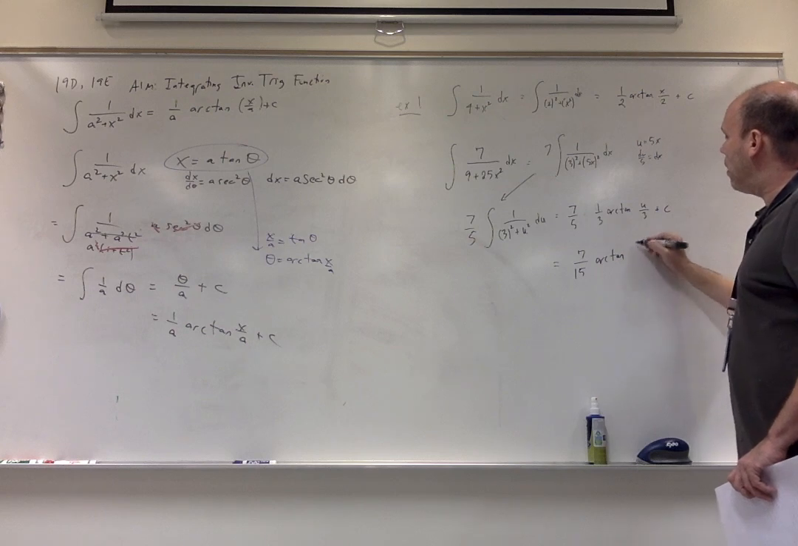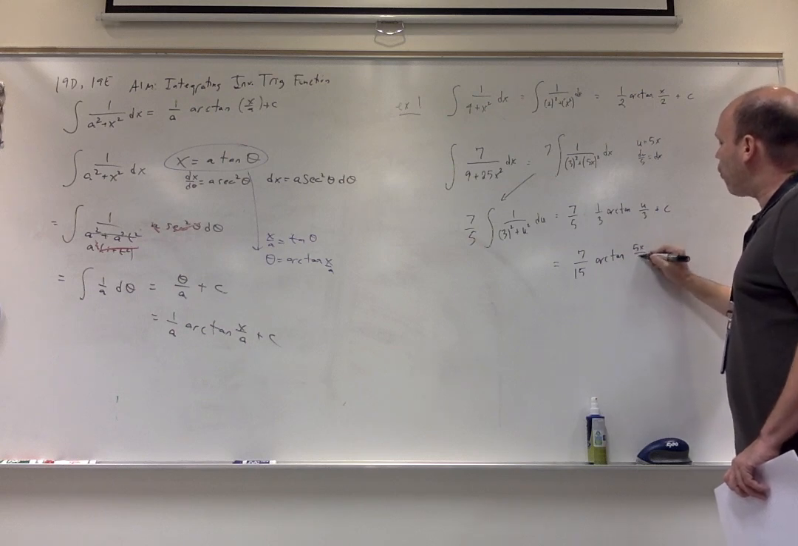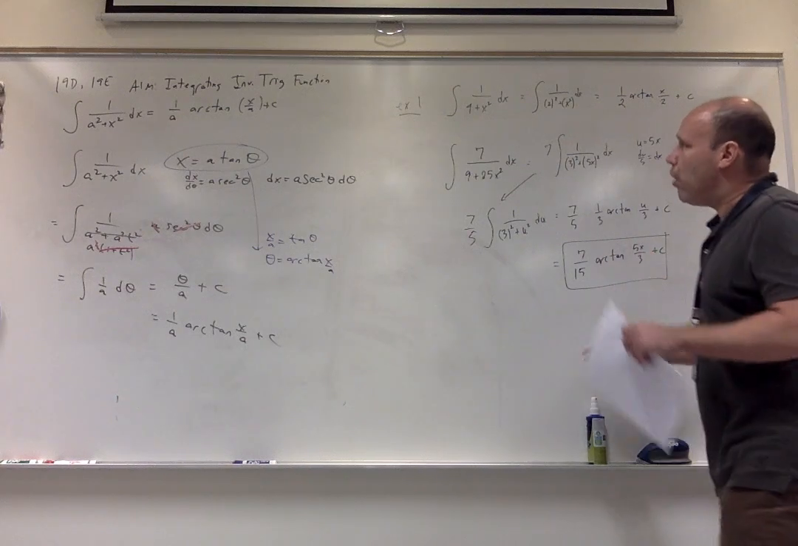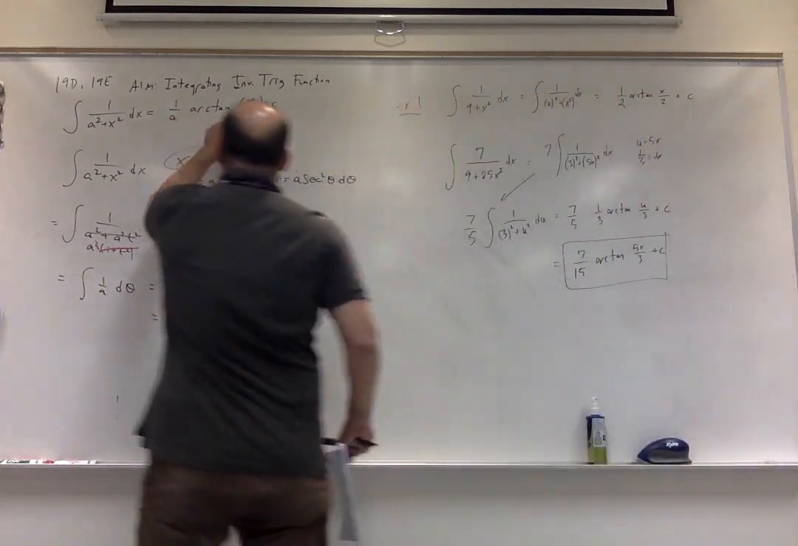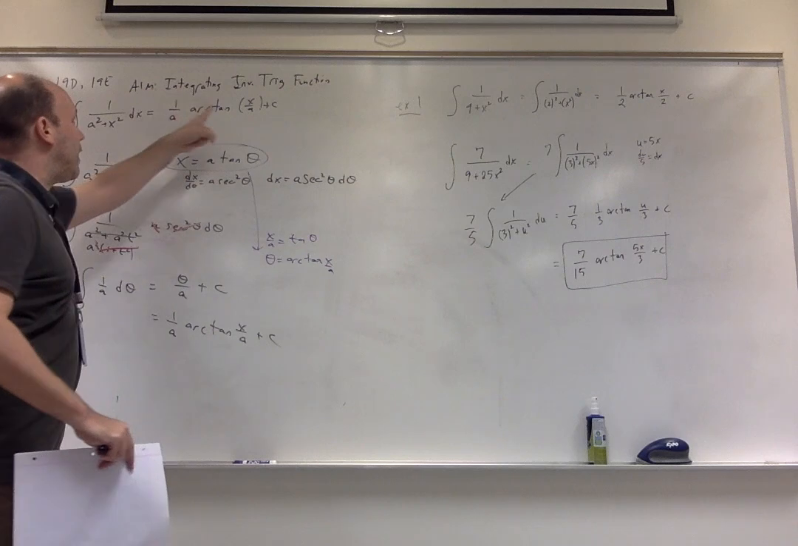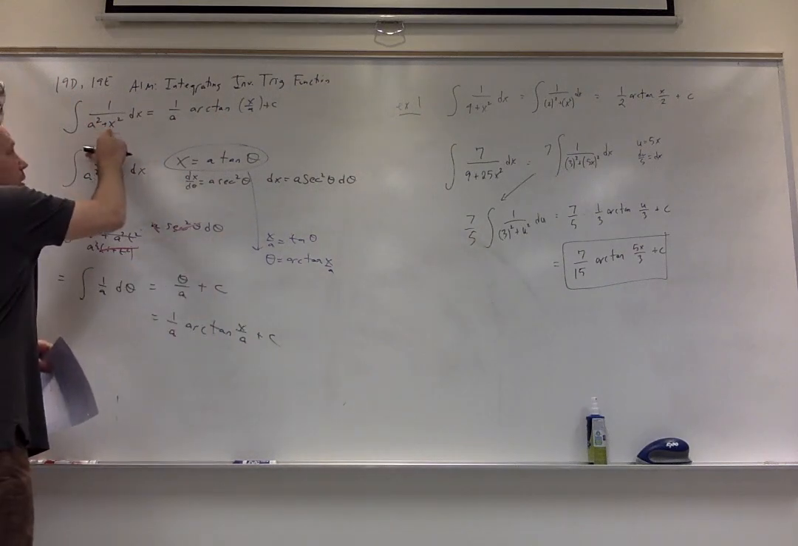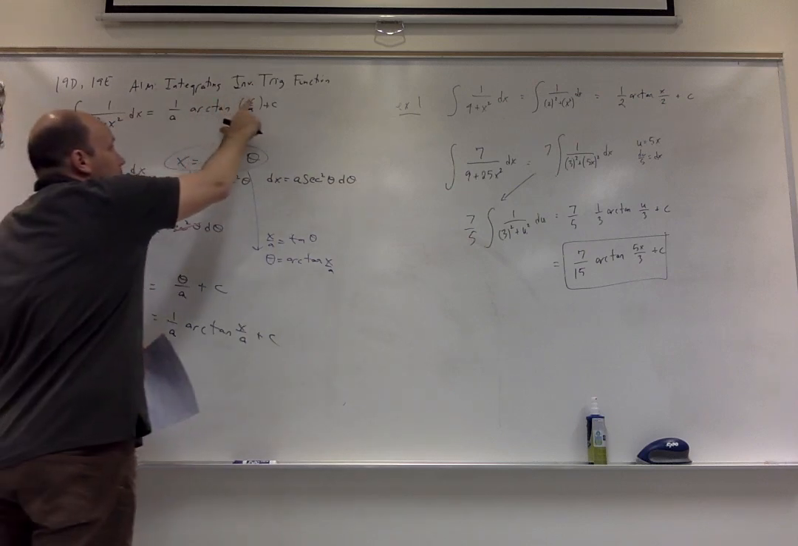Final answer, 7 over 15 arctangent 5x over 3 plus c. It's not that difficult. You just have to keep in mind all the little things, but you have the formula here. You might say, Mr. Adler, could we, instead of x, if we did bx, could that be bx?